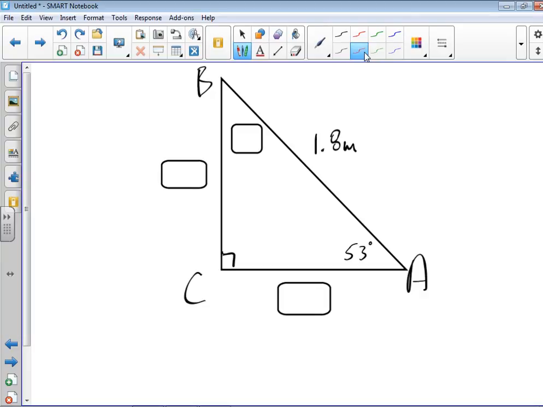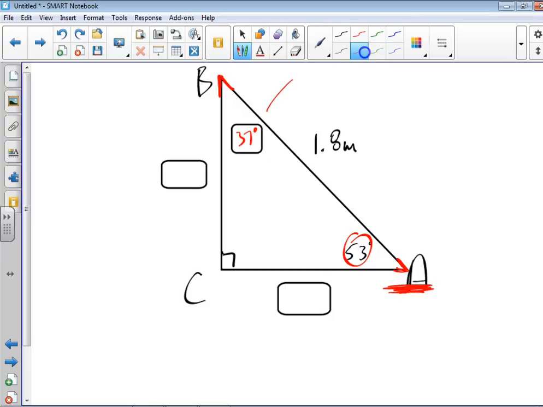Probably the easiest thing to find would be the other angle, because we know that this angle, angle B, and angle A have to add up to 90 degrees. So if I take 53 from 90, I'll get, let's see, 37. And here's my suggestion. Even though I found it first, it's kind of a danger, because you want to stick to one angle. You don't want to mix angles halfway through, you'll confuse yourself. So for the rest of this problem, we're just going to use angle A and 53 degrees.